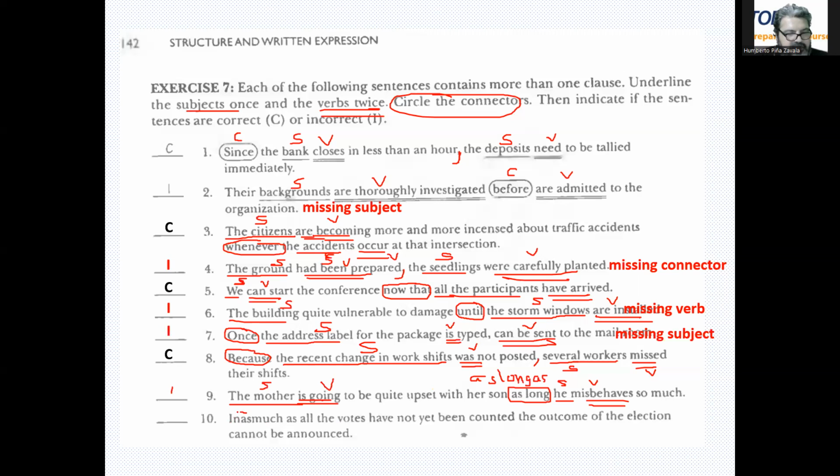And inasmuch as all the votes, subject, have not yet been counted, verb. The outcome, subject, the election cannot be announced. Okay, now here we have a problem because there is no comma here. We're missing a comma, and that's why this is incorrect as well, okay?